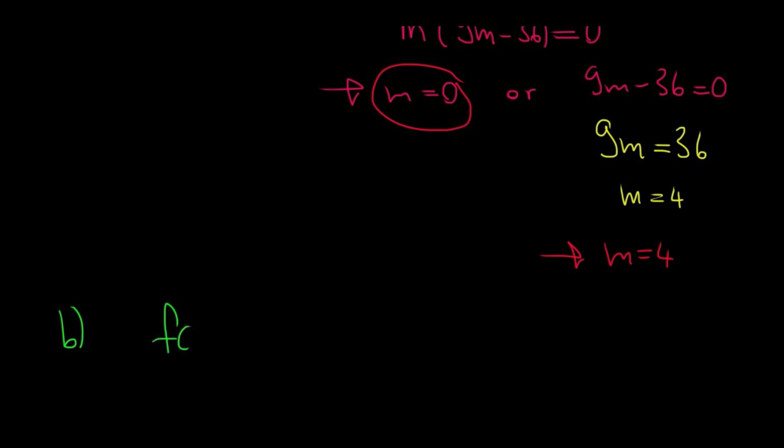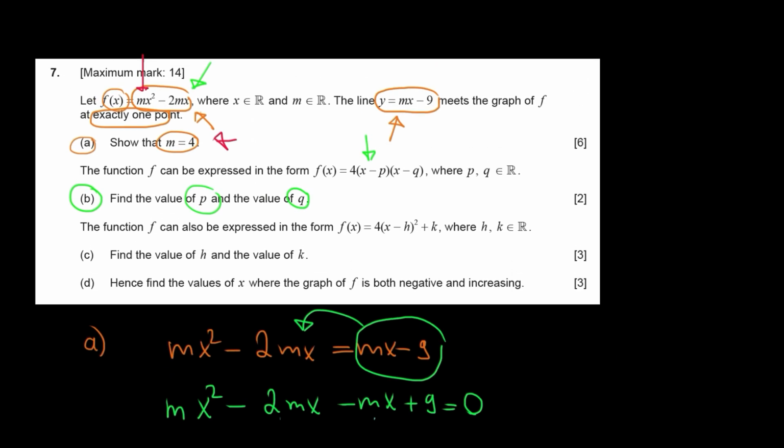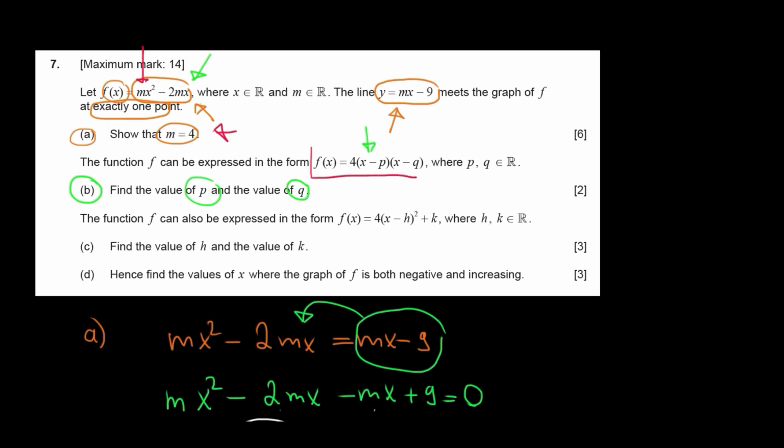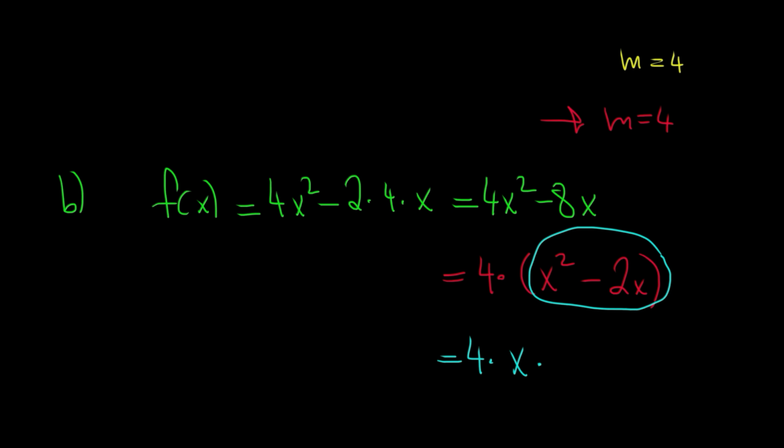We will have f of x equals 4x squared minus 2 times 4 times x, which is 4x squared minus 8x. Now remember that we need to have the following shape: 4 as a constant, x minus p, x minus q. Let's try to factorize. I will have 4 times bracket x squared minus 2x. Is this good enough? Not yet, because I still have to factorize x squared minus 2x. So we will have 4 times x times x minus 2.